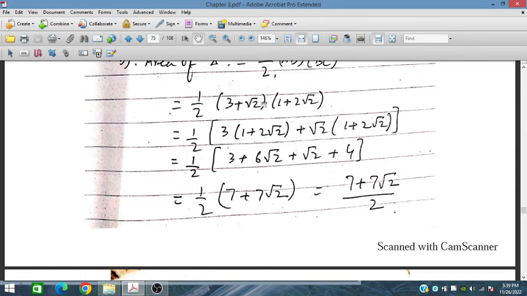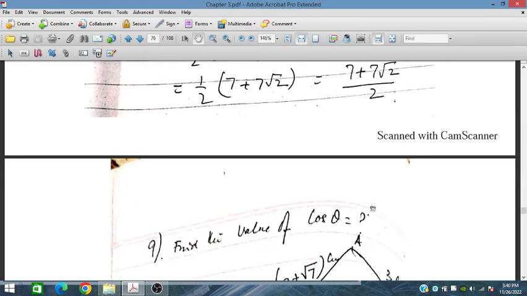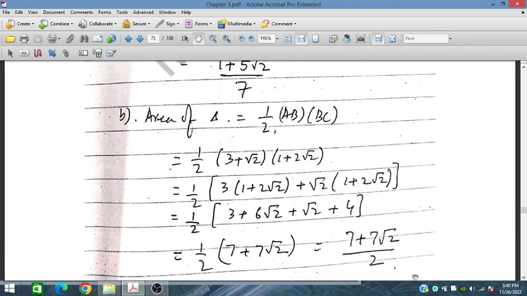So multiply 3 to this one and then under root 2 to this whole bracket. On opening further, 3 plus 6 under root 2, this is under root 2, this is 2 under root 2, and multiplied with under root 2, it gives you 4. So this is 7, this is 7 under root 2. 7 may be taken out common, or maybe write it like this. So this is 7 plus 7 under root 2 divided by 2. So this is in centimeters square.